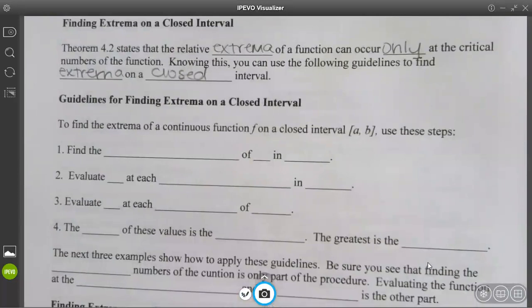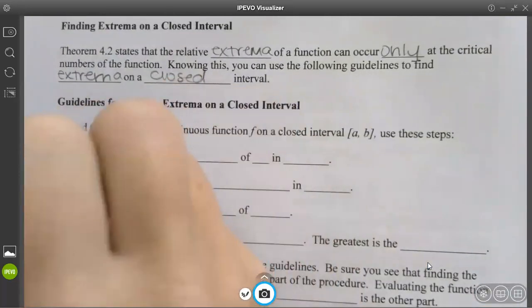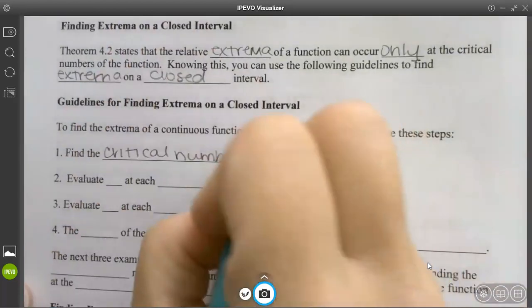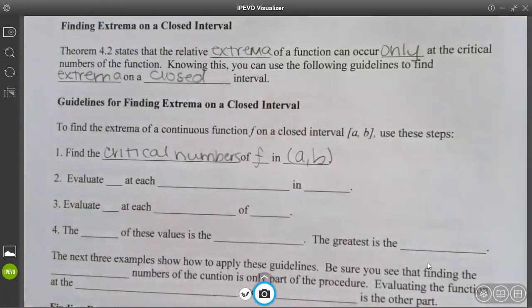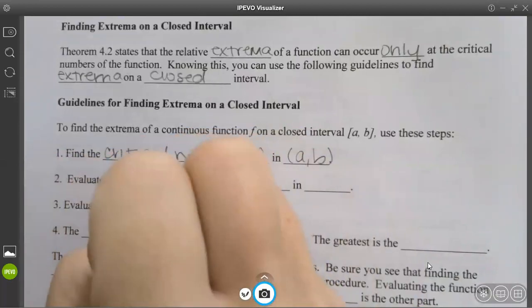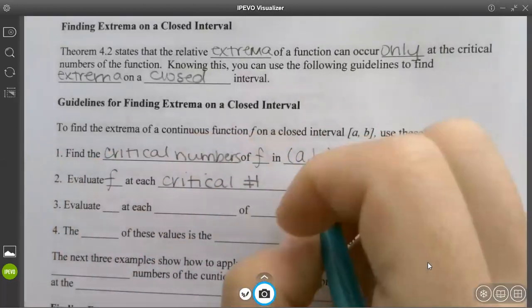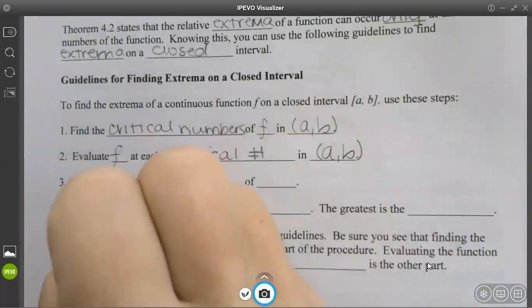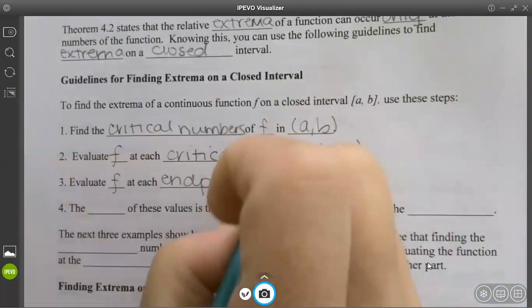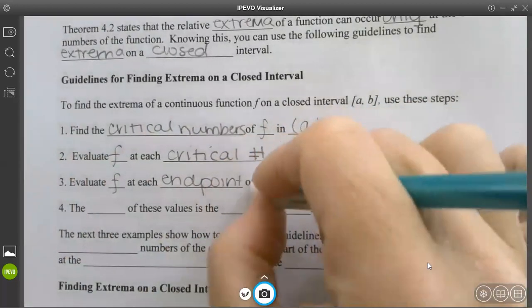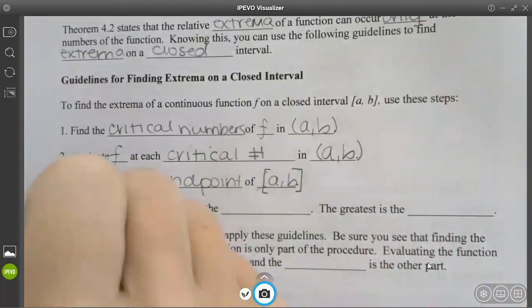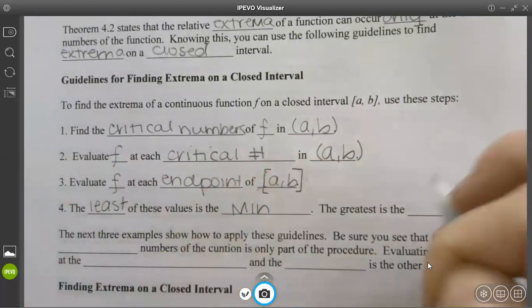To find extrema of a continuous function f on a closed interval [a, b], use these steps. The first thing is find the critical numbers of f in (a, b). You're going to evaluate f at each critical number in (a, b). You're going to evaluate f at each endpoint of [a, b]. Sorry, those should be brackets. That's your closed interval. The least of these values is the min. The greatest is the max.